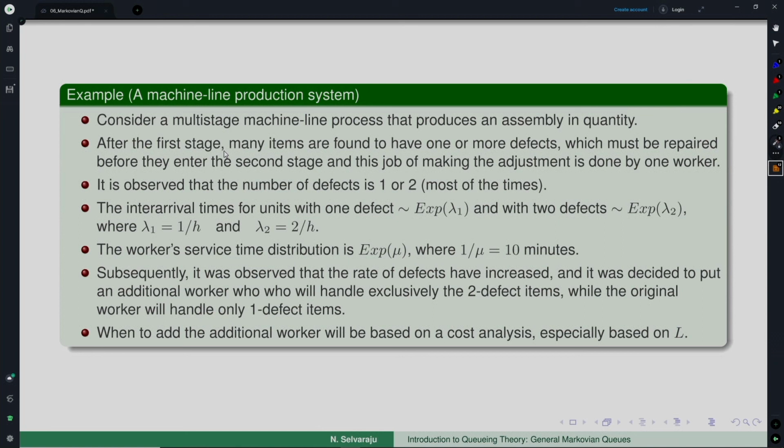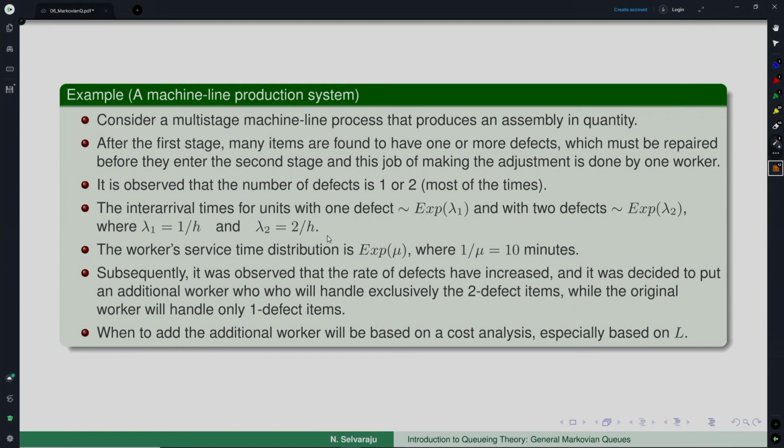Okay. And the data suggests that the number of defects more than 2 is only a very small, negligible amount. So, let us assume that the number of defects is either 1 or 2, which is what is happening most of the time. And the time between arrivals of a single defective item and of 2 defective items follows an exponential with parameter lambda 1 and an exponential with parameter lambda 2 respectively, where lambda 1 is 1 per hour and lambda 2 is 2 per hour.